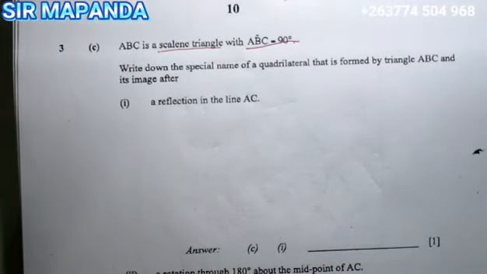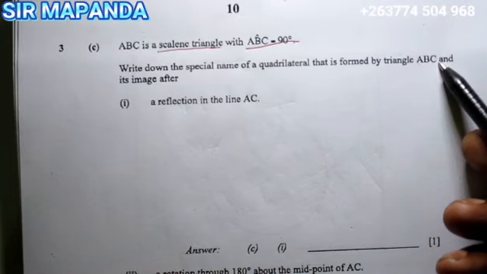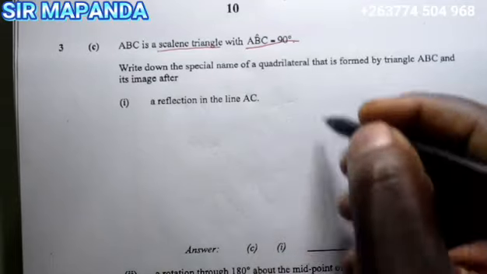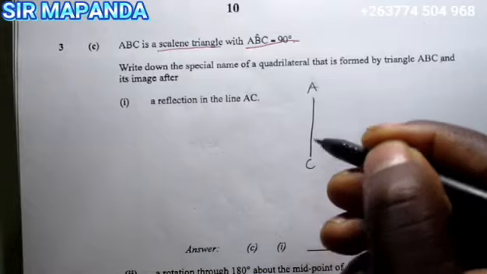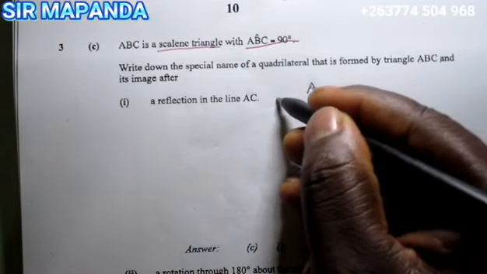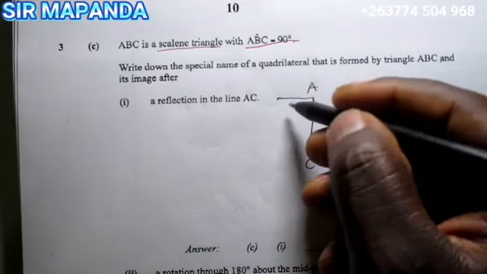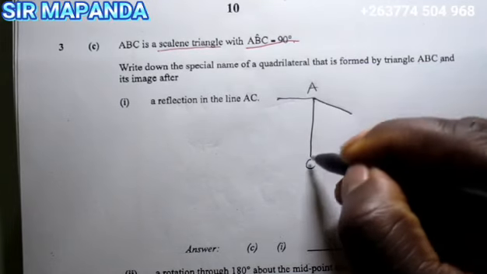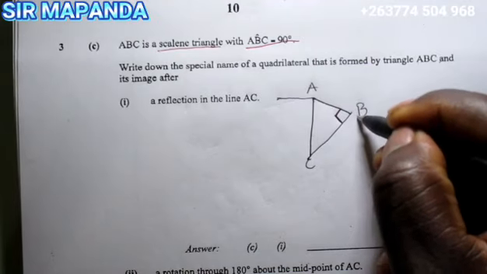So write down the special name of the quadrilateral that is formed when ABC and its image after a reflection in line AC. So let us have line AC here, like this. Then you put the 90 degrees, which must be placed at B, right? So let me do this. Put 90 degrees at B like this, right?